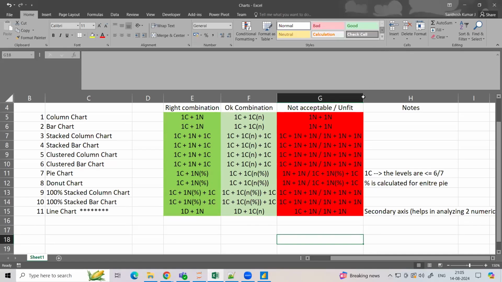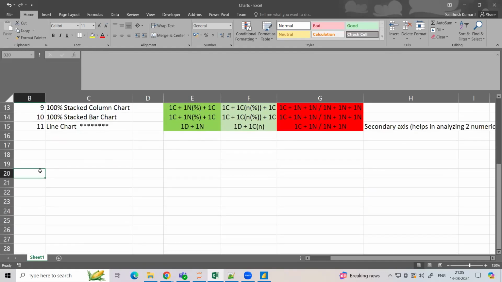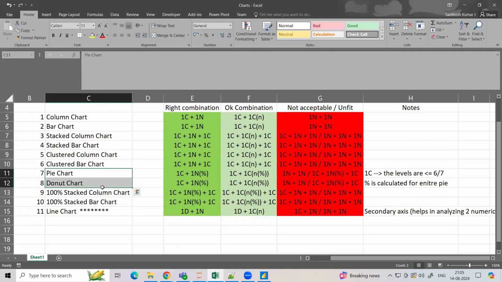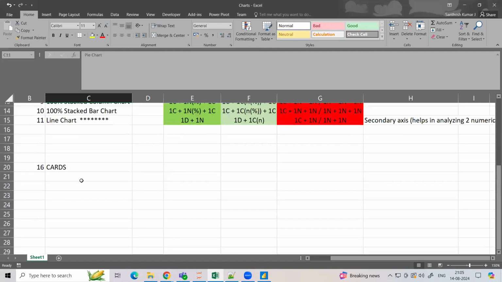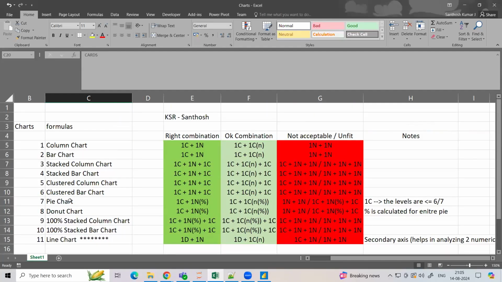Any questions? Difference between pie chart and donut chart. I told you, right? I'll tell you that. For that, I have to explain one more chart, which comes somewhere around the 16th or 17th chart. I'll be explaining something called cards. After explaining cards, I'll explain what a pie chart and a donut chart are. Until then, you have to wait. As we are going in order, we'll wait for the 16th chart. Once we complete it, I will tell you the difference.